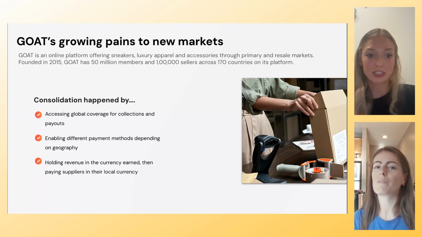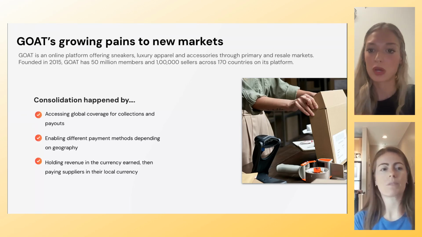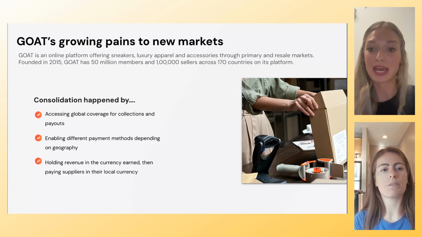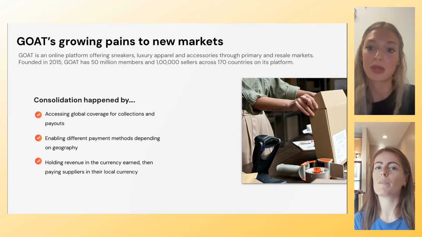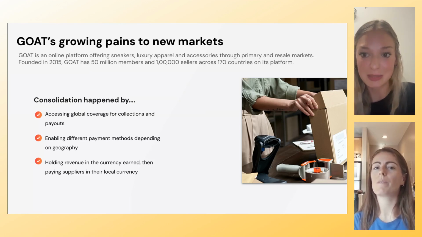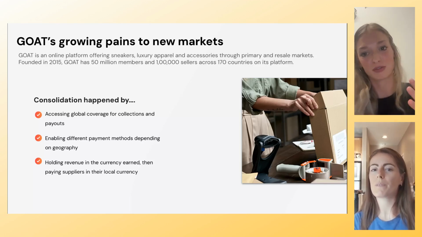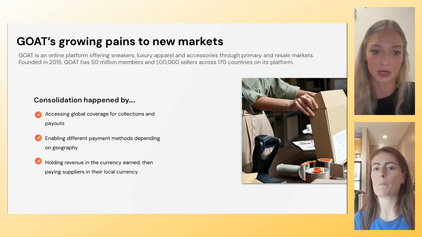So what we were able to do was consolidate. We were able to access global coverage for them and able to collect and pay out the funds needed through a multi-currency wallet. What we have here allows them to keep those funds in the initial currency they came in so that you're lowering those conversion fees and they're not forced into that conversion trap I showed earlier.